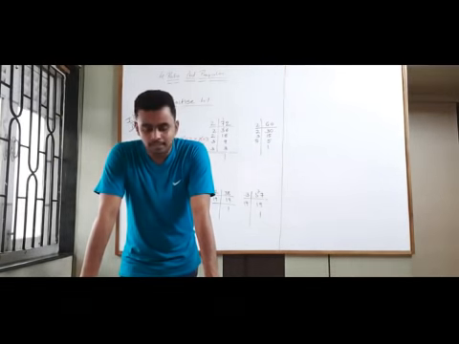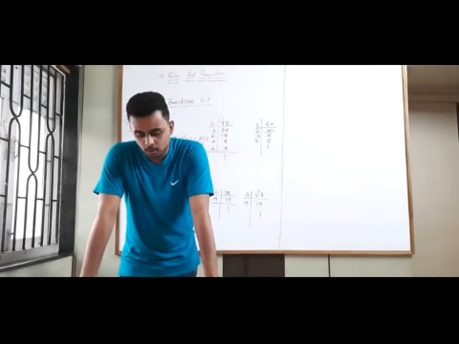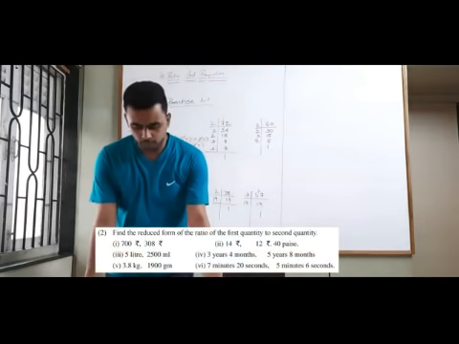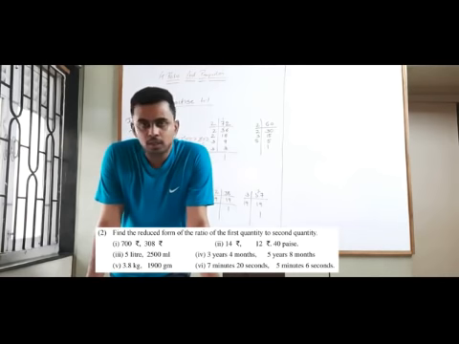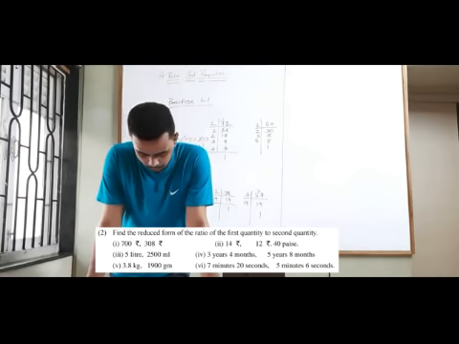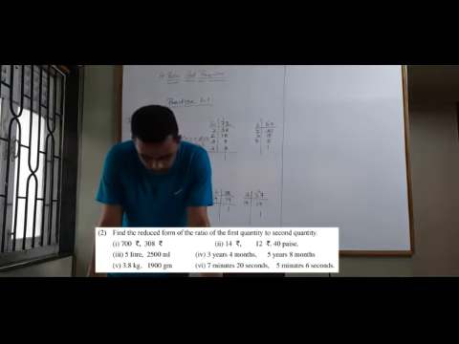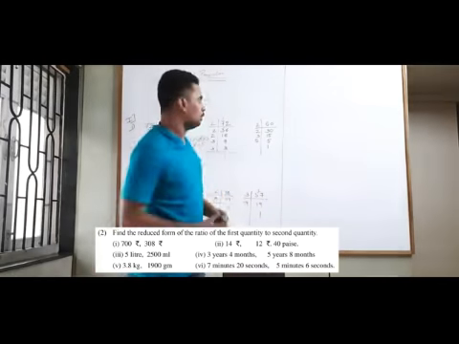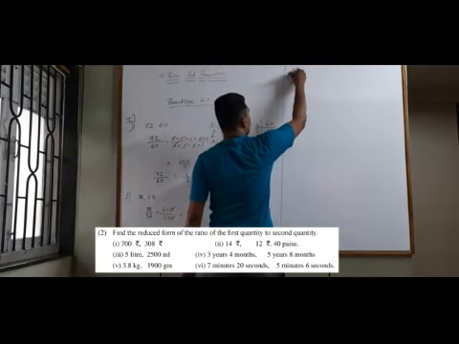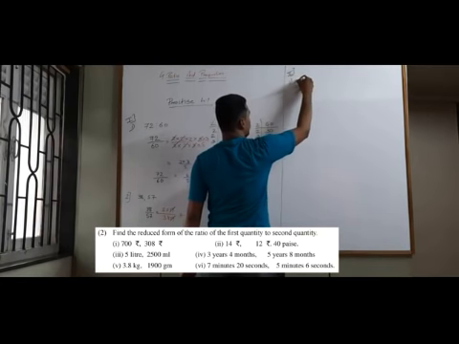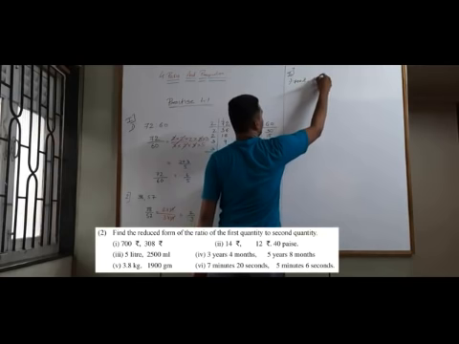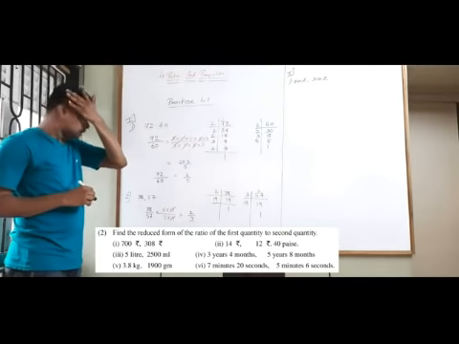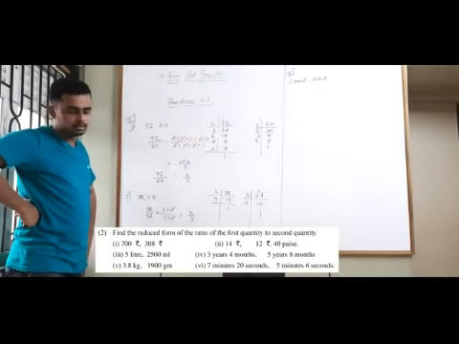Now let's see the second question of the practice set. Find the reduced form of the ratio of the first quantity to the second quantity. Let's see on this side of the board. First I have 700 rupees and 308 rupees. So main question 2 and sub question 1: 700 rupees and 308 rupees. Now let us see how we can find the ratio for the same.